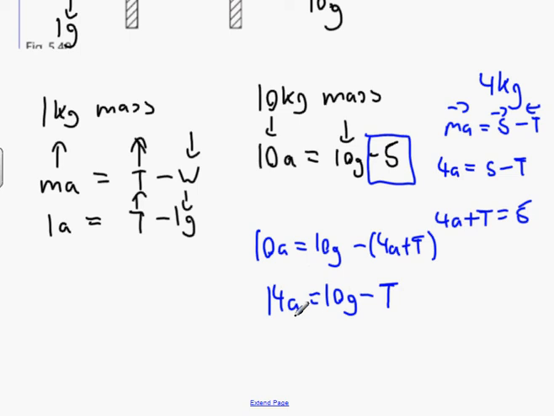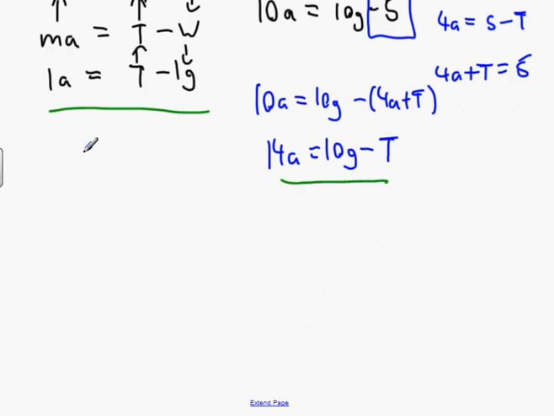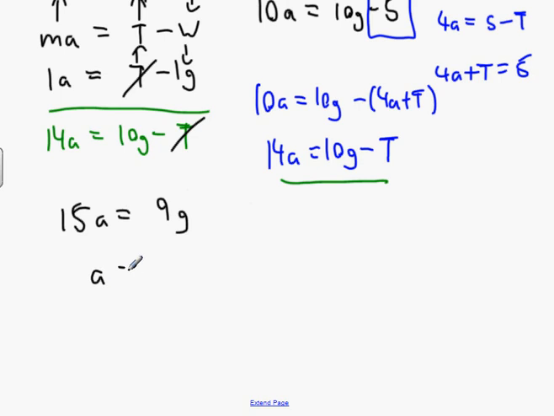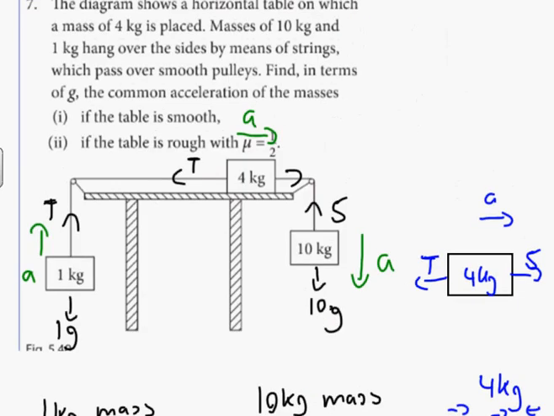Now the two equations are relatable to each other, so we're going to add them together. So that's 14A equals 10G minus T. Tensions get added together, and we're going to get 15A equals 9G. And then A will equal 9 over 15G, which is the same thing as 3 over 5G. Everybody happy enough with that? Common acceleration if it's smooth, right?